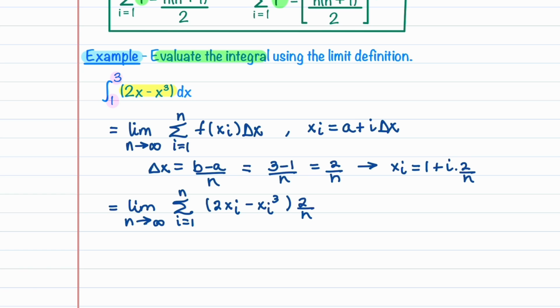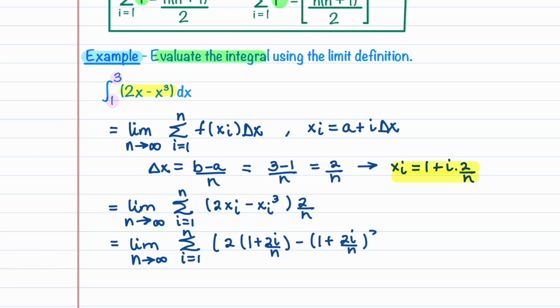Now we're going to substitute in this expression for x sub i. This gives us the limit as n goes to infinity, the sum, i goes from 1 to n, 2 times x sub i, which is 1 plus 2i over n, minus x sub i cubed, so this is minus (1 plus 2i over n) cubed, and then all of this gets multiplied by 2 over n.